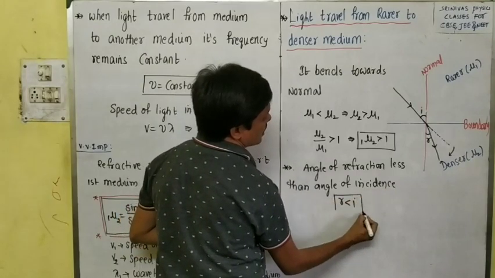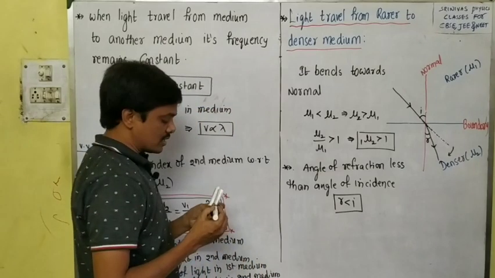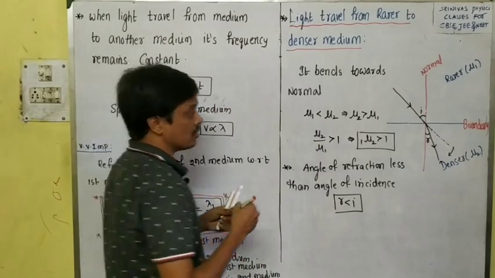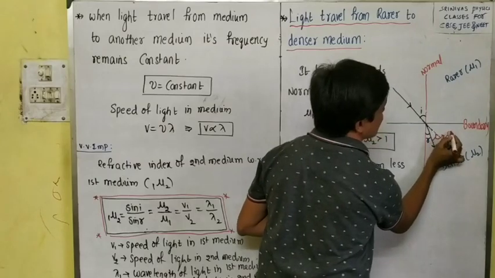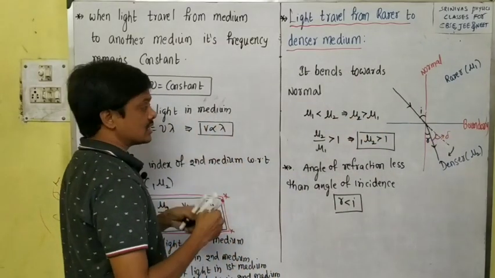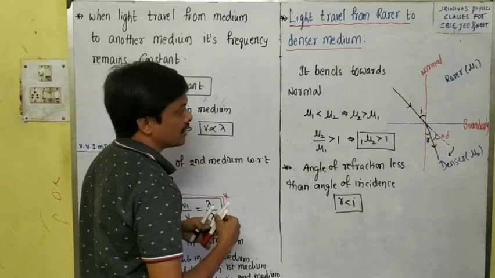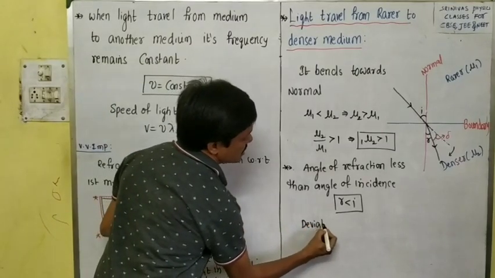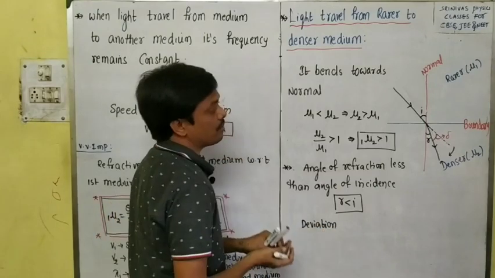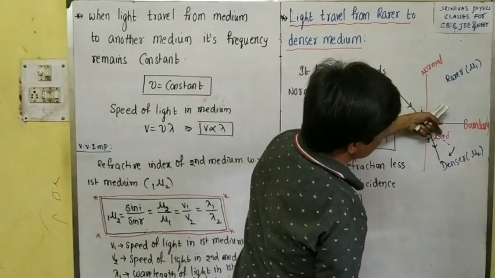What is the deviation angle? How much angle will it bend from its original path? This is the deviation angle. Deviation angle means how much angle the light bends from its original path. From the original path it bends by angle delta.